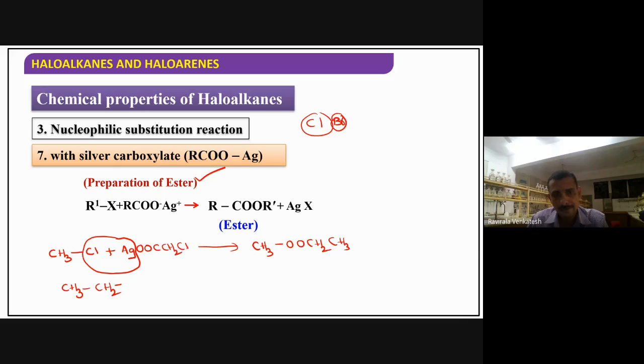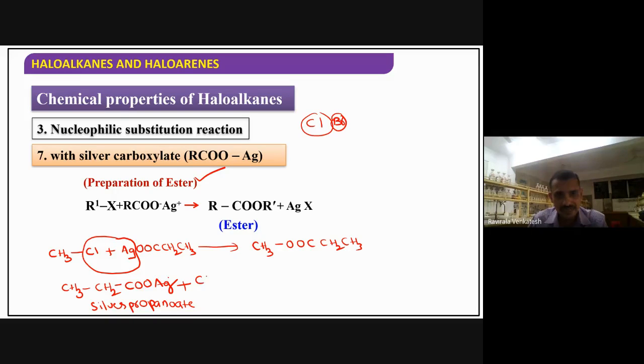CH2, CH3. Here also, what do we get? In this way we are going to get... So I am doing it reversely. I am taking CH3COOAg. Now this is called what? Silver propanoate, silver, because 3 carbons are there. Silver propanoate, on reacting with ethyl chloride or methyl chloride, right?